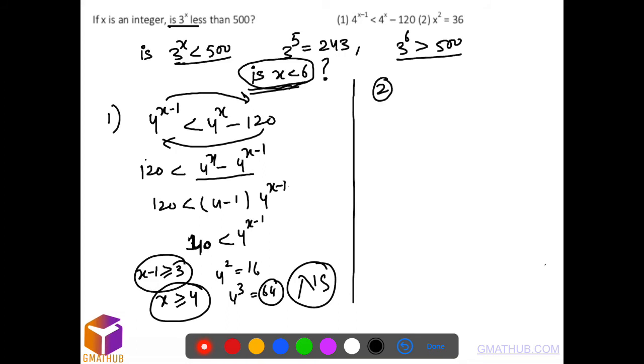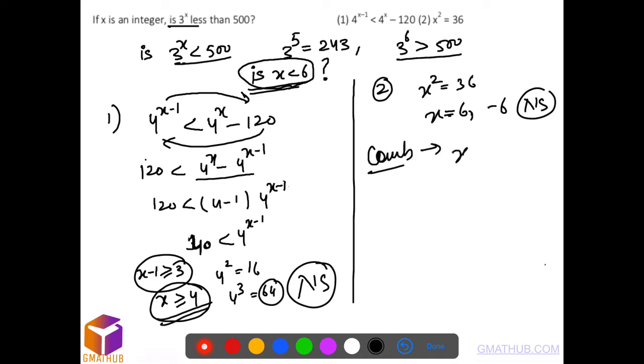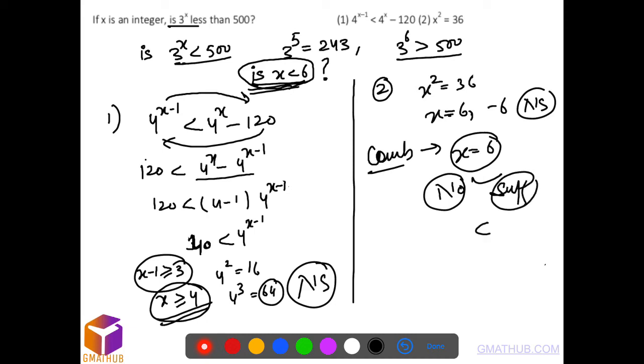Second statement, x square is equal to 36. So x could be equal to 6 or minus 6, not sufficient. Combine the two. It should be greater than or equal to 4. So x can only be 6. The question was, is it less than 6? The answer is a clear cut no. Sufficient. C is the answer.